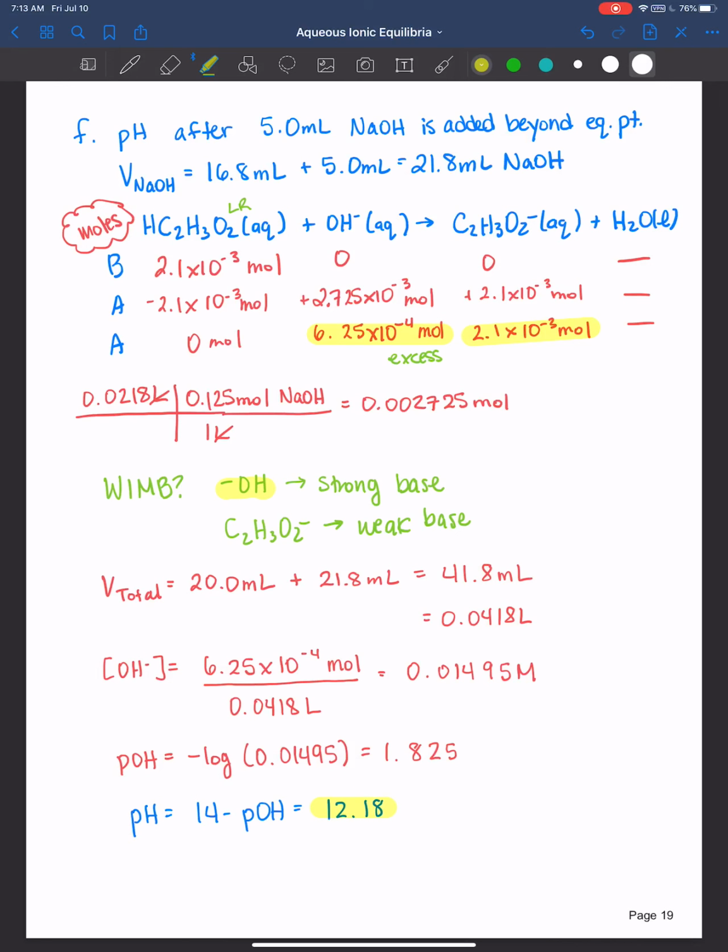All right, so you ask yourself, once again, based on what's in my beaker, does the pH make sense? Now, what's left in our beaker is just a bunch of base, right? It's definitely a strong base, some of the weak base, and so having a pH of 12.18 does make sense here. It is a basic solution at this point in the titration.